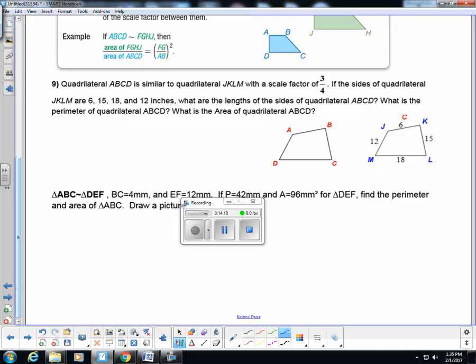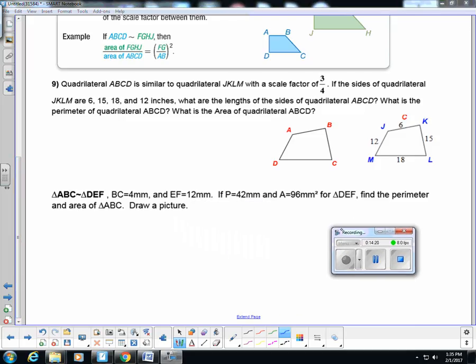Okay, all right. Now, we're told that these two quadrilaterals are similar with a scale factor of 3 to 4. The order is this: A, B, C, D to J, K, L, M by a factor of 3 to 4. That's how it reads. It gives us the lengths of the sides of J, K, L, M. What are the lengths of the sides of quadrilateral A, B, C, D?